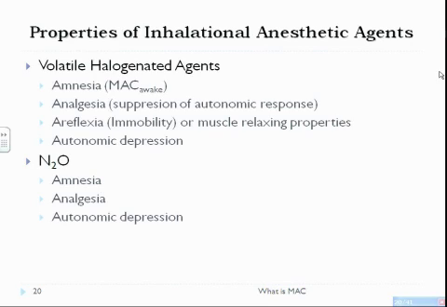Nitrous oxide, on the other hand, doesn't have all 4 effects. It only affects 3. It affects amnesia. It affects analgesia, but only mild to moderate. It doesn't really control surgical pain. And it actually doesn't cause as much autonomic depression as the other agents do, but it does somewhat.